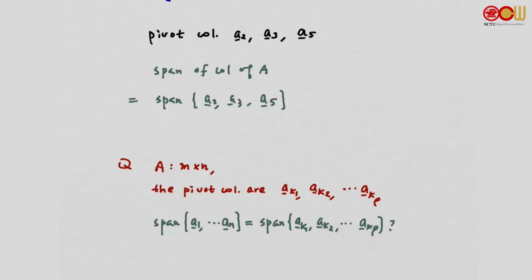Pause and think about this. Are the two spans the same? Yes, indeed. Why? Because the non-pivot columns are always a linear combination of pivot columns, so removing them from the set does not affect the span. So if we just have the span of the pivot columns, we have the same span as the columns of A.